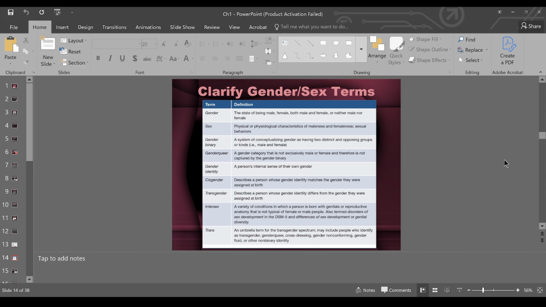So it clarifies gender and sex terms. Each are labeled, with terms between each one. These are different types of definitions for whatever sex you're referred by.